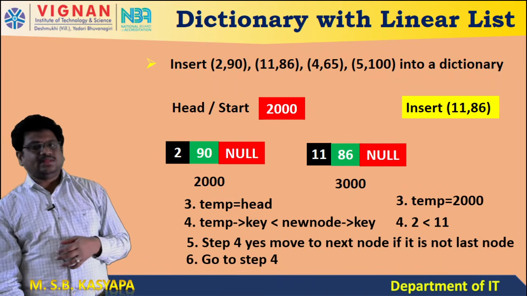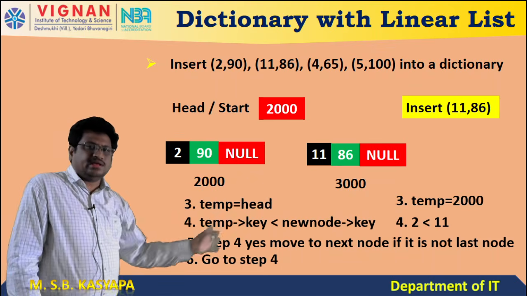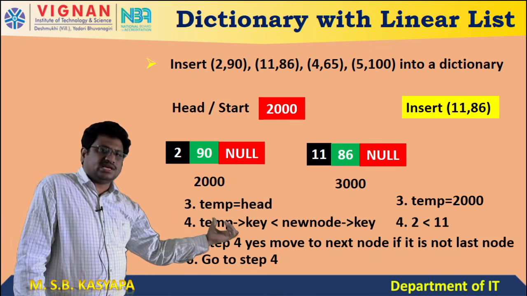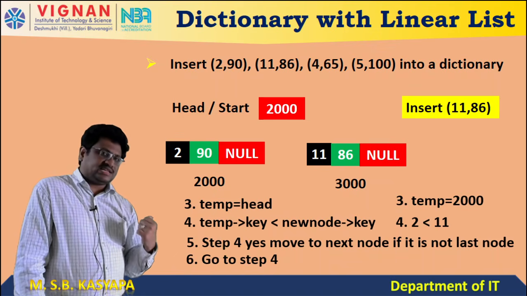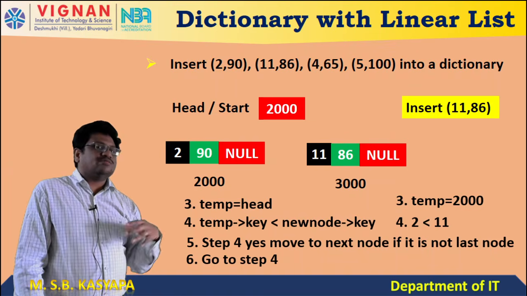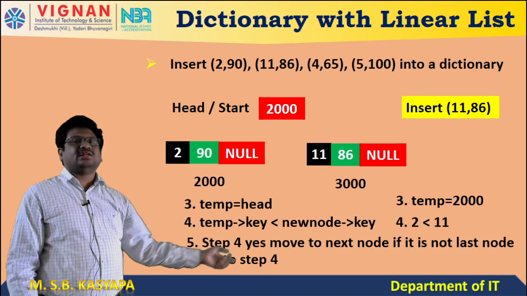See, once again, I am setting temp equals to head. First I will read the head value into a temporary. I am checking whether the temporary key is less than the new node key or not. If it is less than, then I will move to the next one. How many times do I need to move to the next one? Until I find the last node.